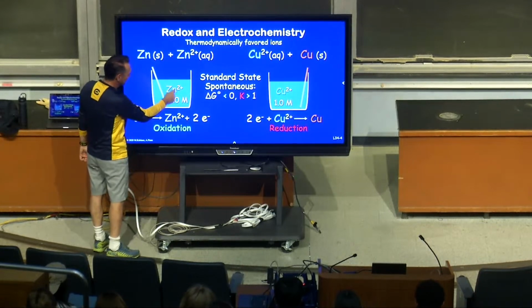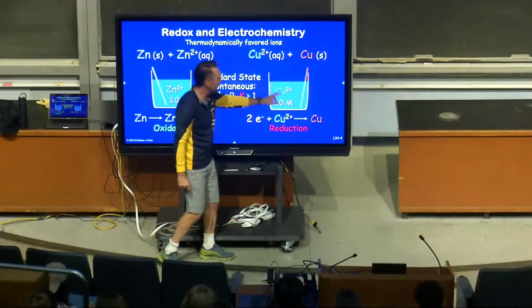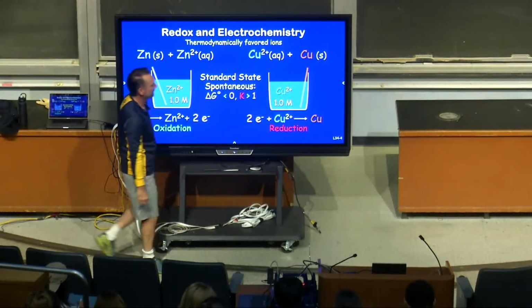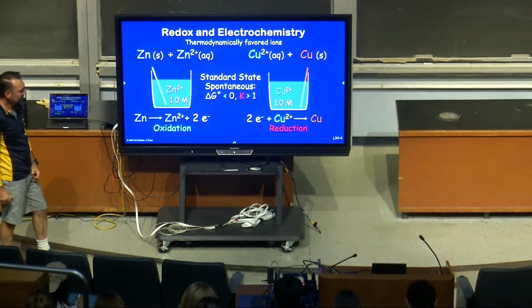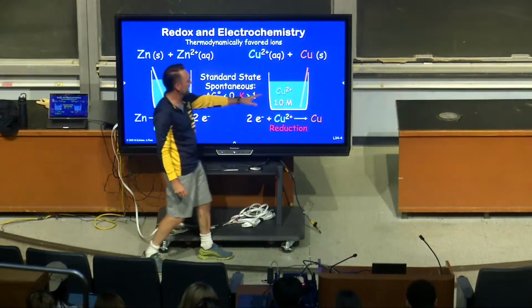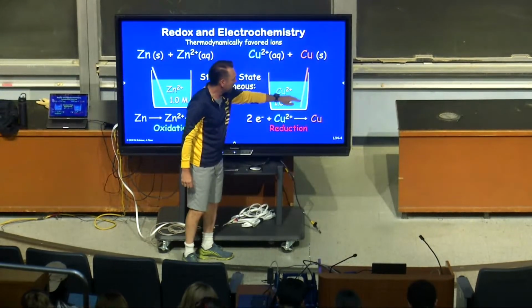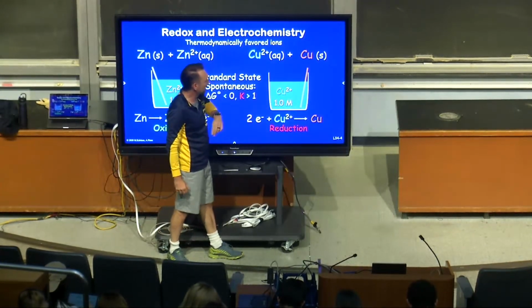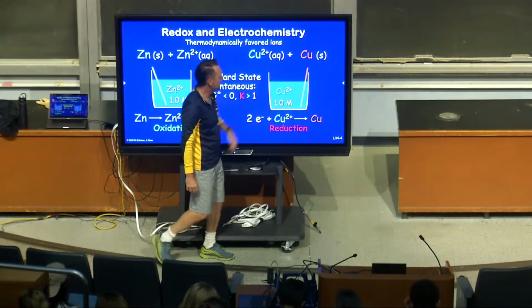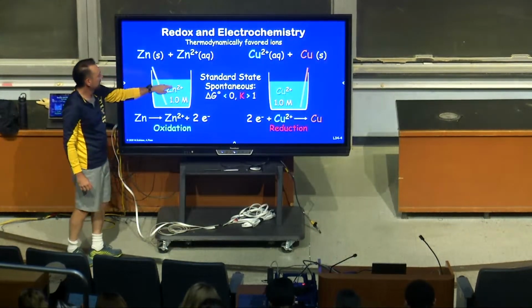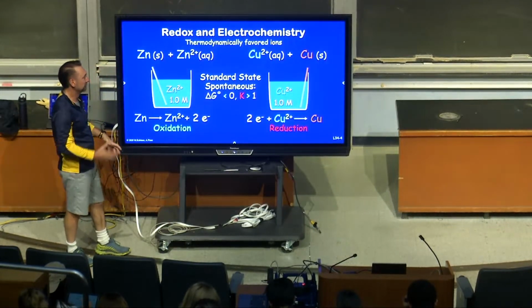In this case, the ions are favored, and in this case, the metal is favored. So in this case, you would form the metal. This concentration would be reduced. Free energy says form the metal. This case says form the ion.